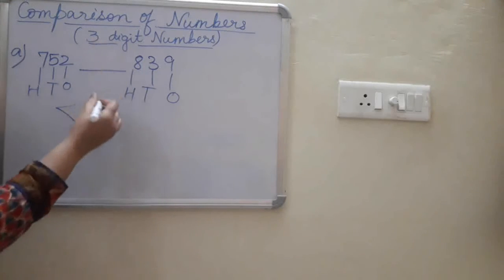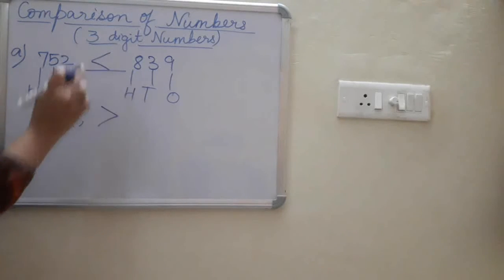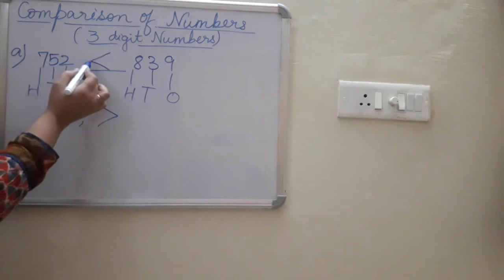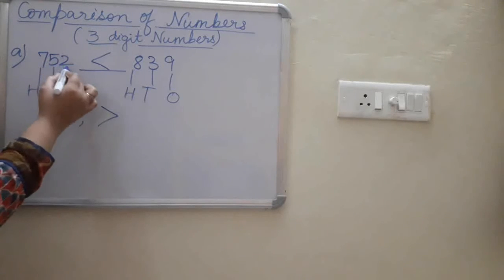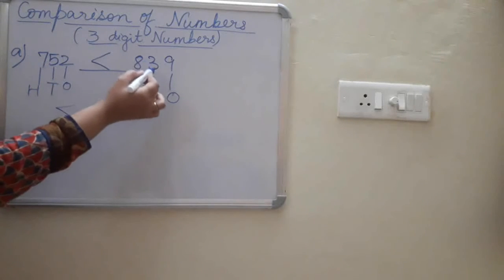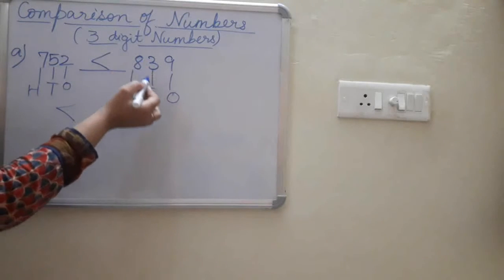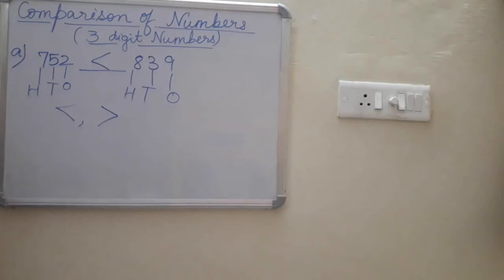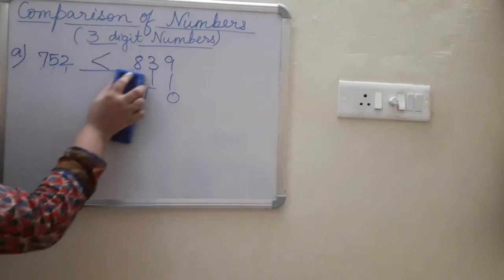So this number is greater, so this number will face the open end of this symbol. And this number is smaller, so this is facing the closed end. So it means that 752 is smaller than 839, or we can say 839 is greater than the number 752. Okay. Now we will look at some more examples.